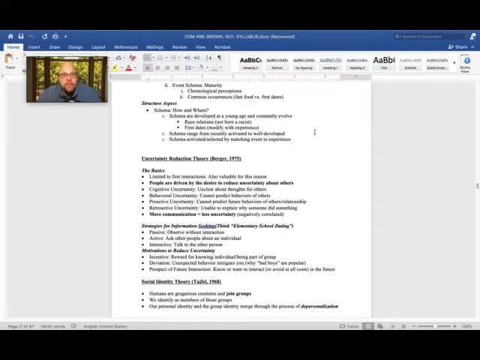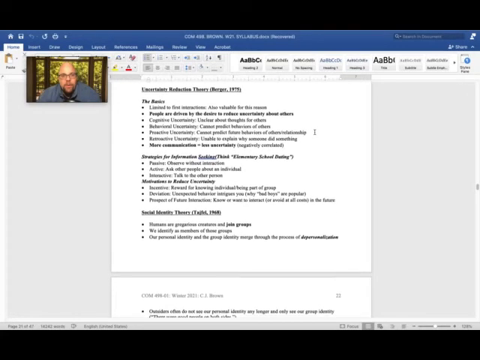Okay, another theory that will tell us more about what's going on around us is uncertainty reduction theory. This is from Charles Berger. Now, the idea here is that this only really works, though it's maybe a little bigger than that now, but it was intended to only work with first interactions. And it's the idea that people are driven by a desire to reduce uncertainty about others.